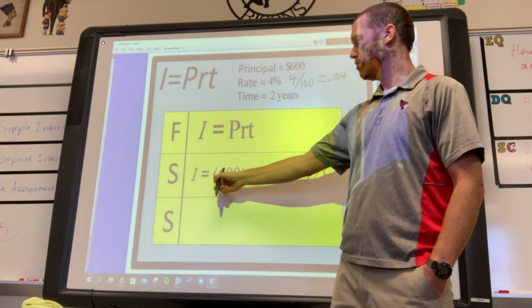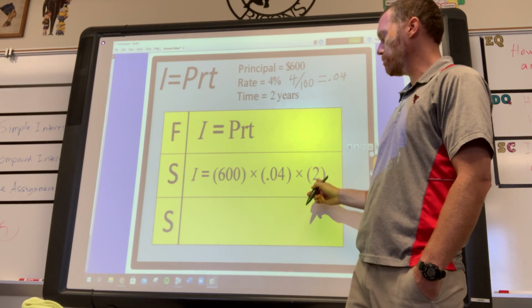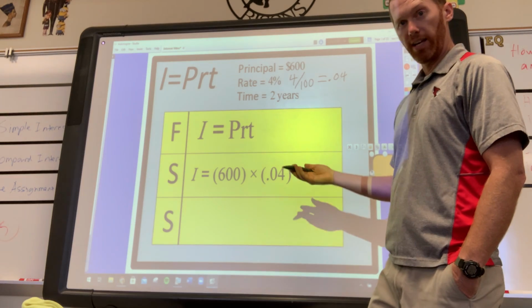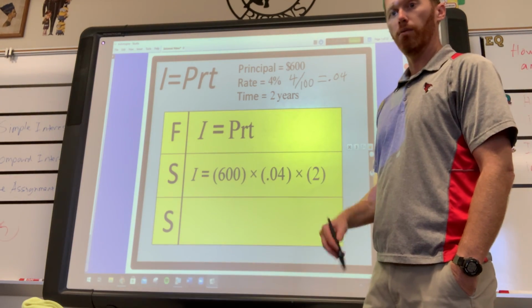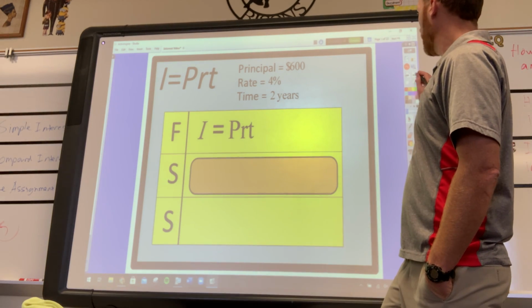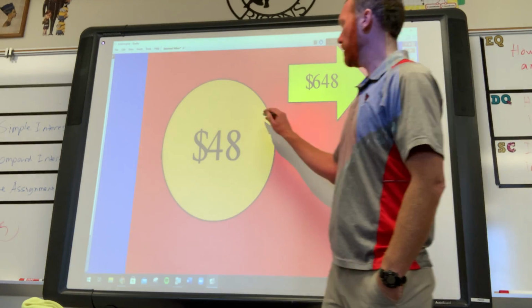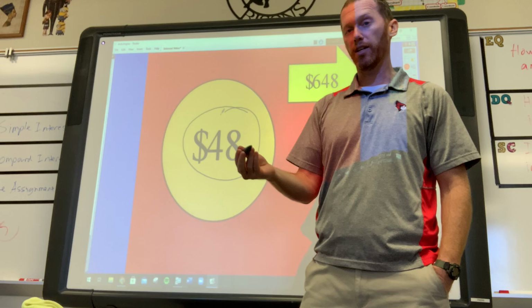And then all I have to do is calculate all the way through. Type in 600 times 0.04 times 2, and the answer in the calculator will be the amount of interest that happened in this story. So take a minute to calculate that. Pause if you need to. And then I'm going to tell you that this right here is the number you should have gotten, $48. That's the amount of interest you gained in that story.